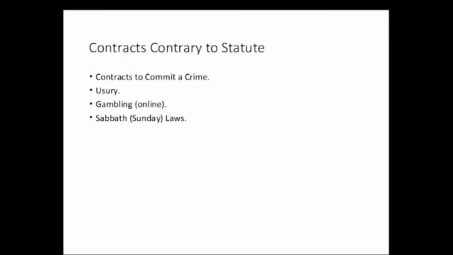Okay, legality is basically a contract for something that is illegal. So if it calls for a tortious act, or an act contrary to public policy, or a criminal act, those all lack legality. And then there are contracts that are simply contrary to statute. So a contract to commit a crime is not enforceable. Usury, charging over a high rate of interest, varies somewhat from state to state. Gambling online is sort of an iffy one. Some states are now making it a valid contract, but other states don't.